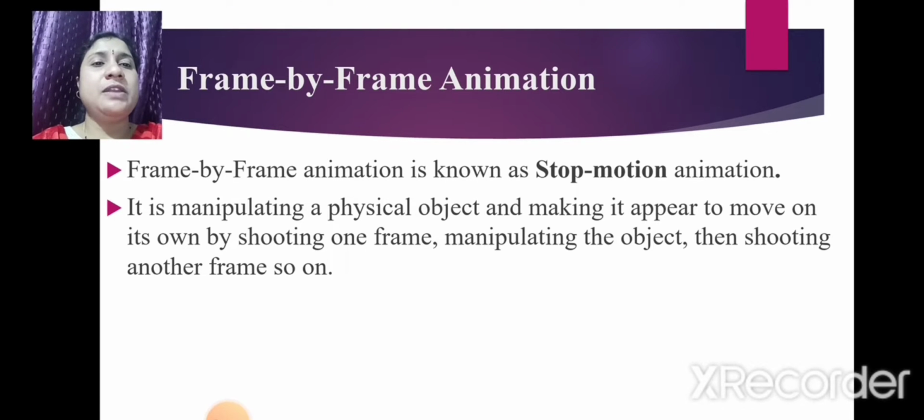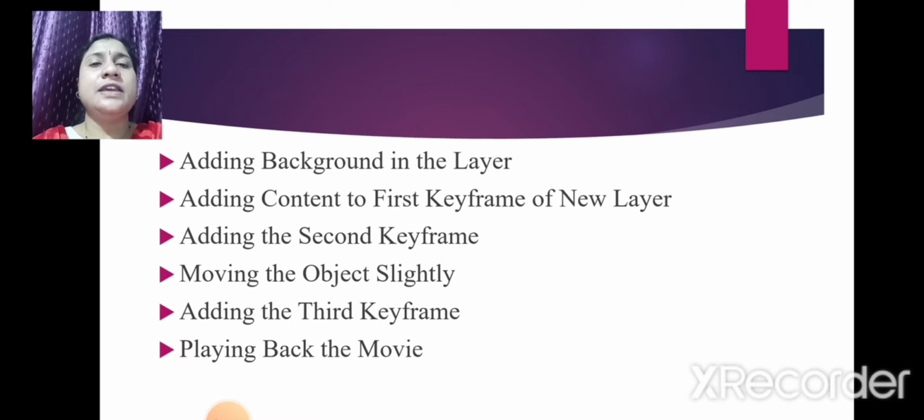Frame by frame animation is known as stop motion animation. It is manipulating a physical object and making it appear to move on its own by shooting one frame, manipulating the object, then shooting another frame, and so on. So you can create the illusion of movement in the movie by changing the placement of the stage content from keyframe to keyframe. This animation is called frame by frame animation. Getting? Yes.